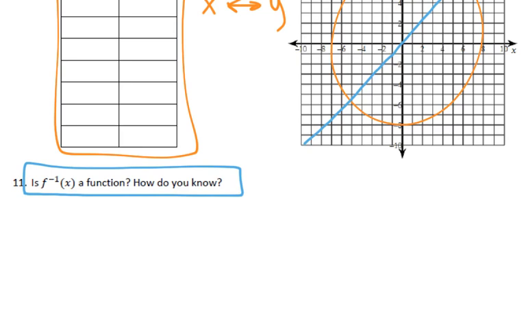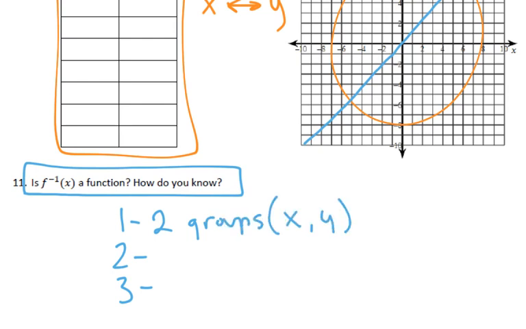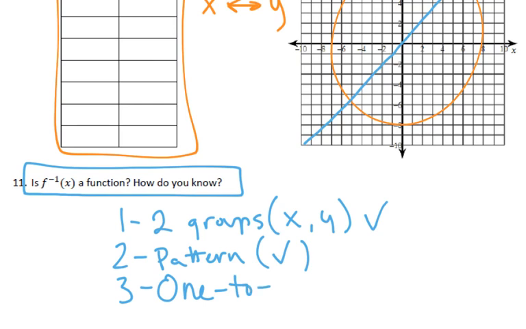tell me if it's a function. So remember, in order to be a function, there needs to be 3 things. You have to have 2 groups, an x and a y. There has to be a pattern. In order to do this, you pretty much should have done a pattern, so that should work too. And then finally, we need to know if it's 1-to-1, and that's the kicker.